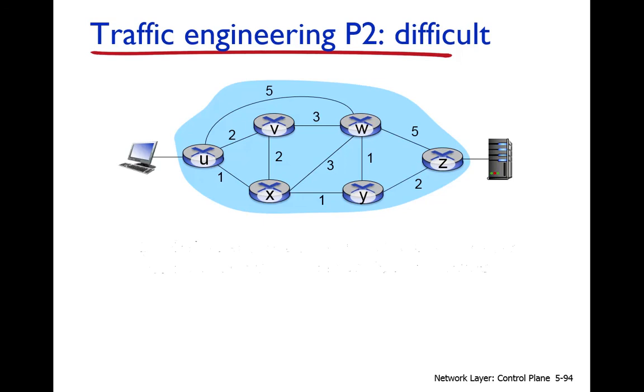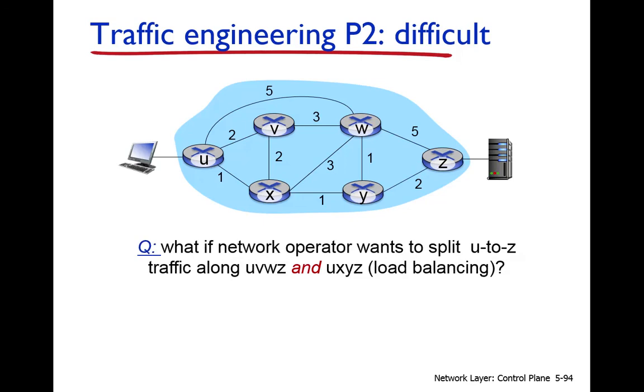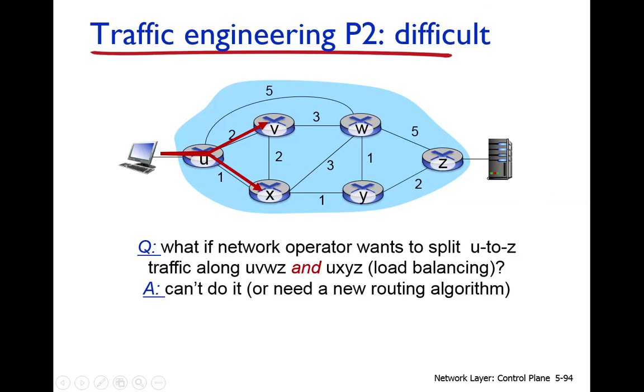So another problem. What is the problem? Traffic engineering problem P2. It is difficult to achieve in traditional routing. What does it mean? Suppose the network operator wants to split U to Z traffic along UVZ and UXYZ. For example, the traffic comes here, it is 10 MB. This traffic should be split: 5 MB should be forwarded on this path, and 5 MB on this path.